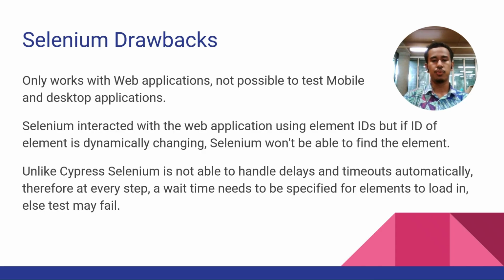Moving on towards the drawbacks, Selenium only works with web applications, not mobile apps and desktop applications. That's one of its limitations. And another one is that Selenium interacts with a web application using element IDs, but if an element's ID is dynamically changing, Selenium won't be able to find the element.